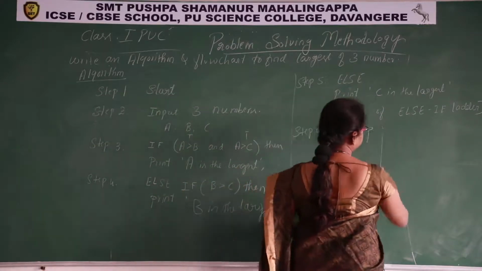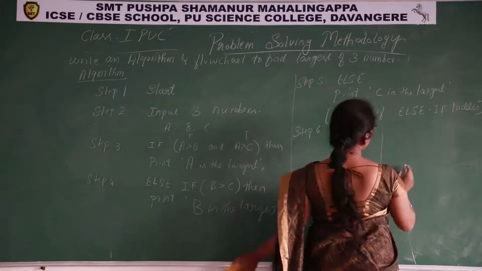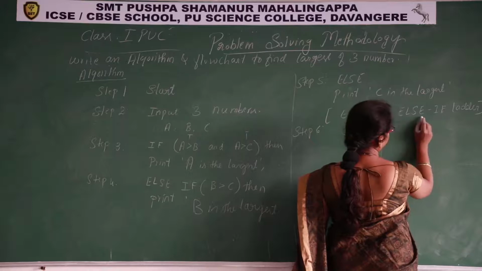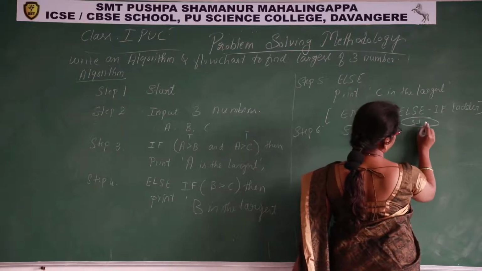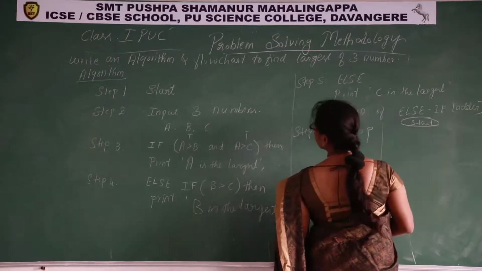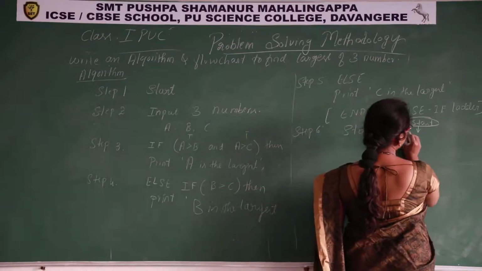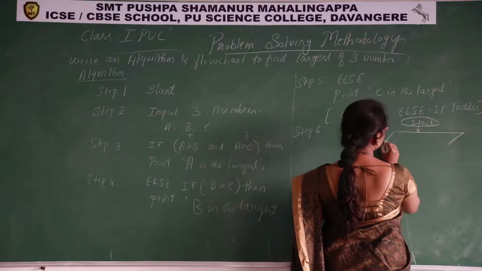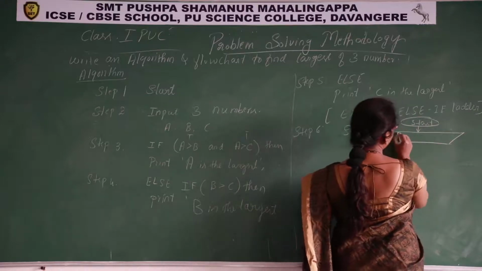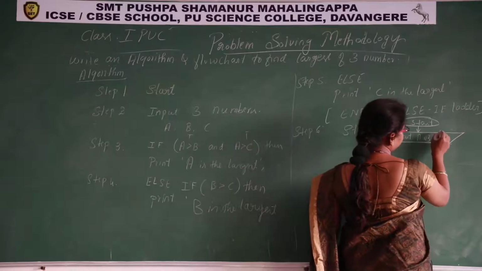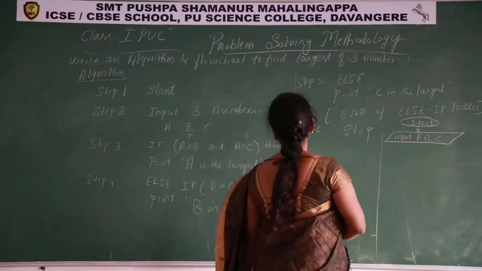Now we shall write the flow chart for this algorithm. I'll write here. First, start. As usual, start. Next, input 3 numbers. For input, which symbol must we use? Parallelogram. Input, I can modify a little bit here: Input A, B, C.